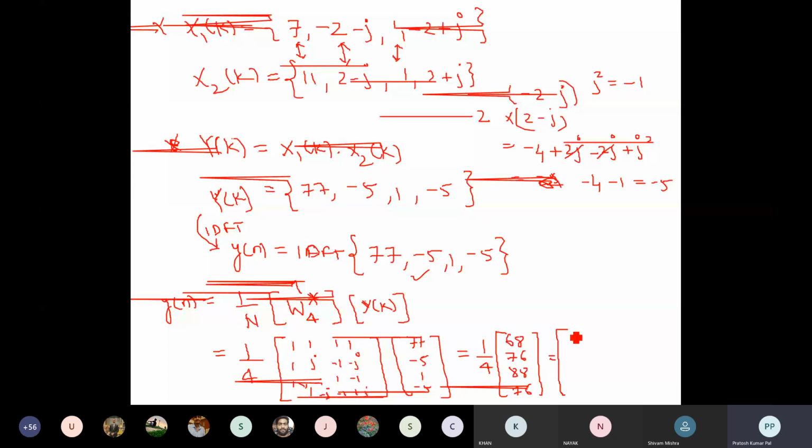So it will be 17, 19, 22 and again 19. Okay, so this will be your y of n, and this y of n will be the circular convolution. Okay, circular convolution of x1 and x2 signals. Okay, so this will be your final circular convolution.